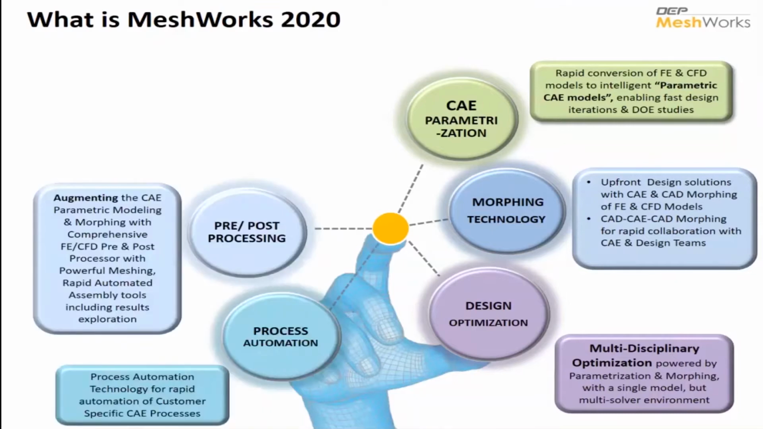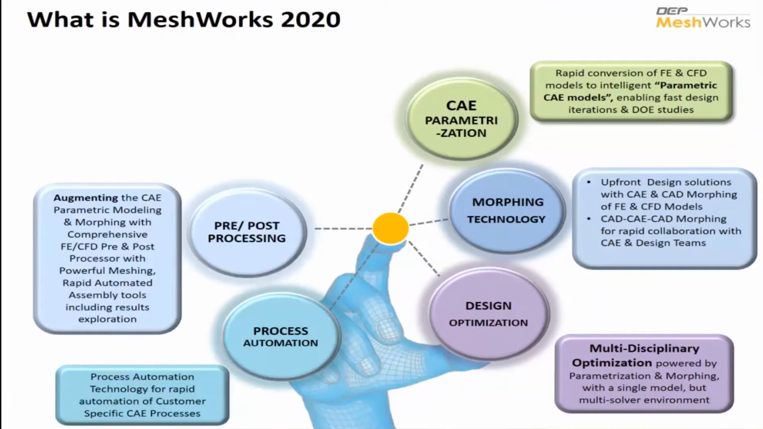The advantage of the process automation is an engineer currently spending 8 hours on the task with DEP's process automation would only spend 1 hour of his time. So we talk about 70 to 80% of time saving with MeshWorks process automation approaches.